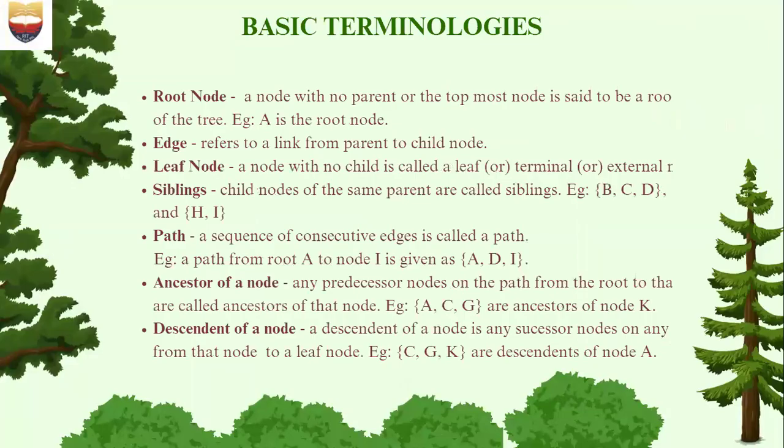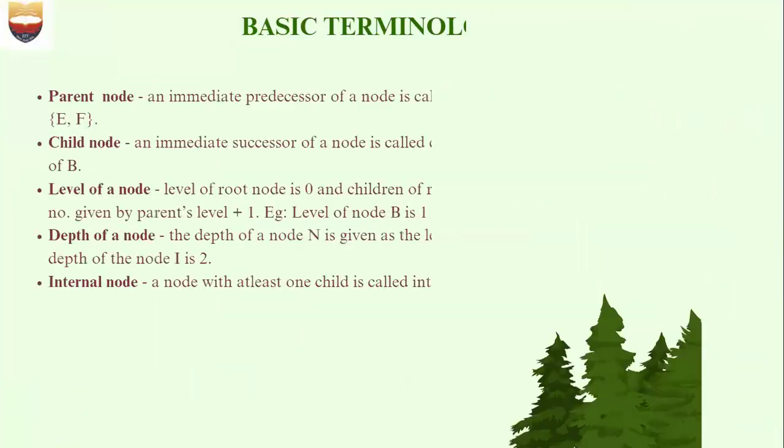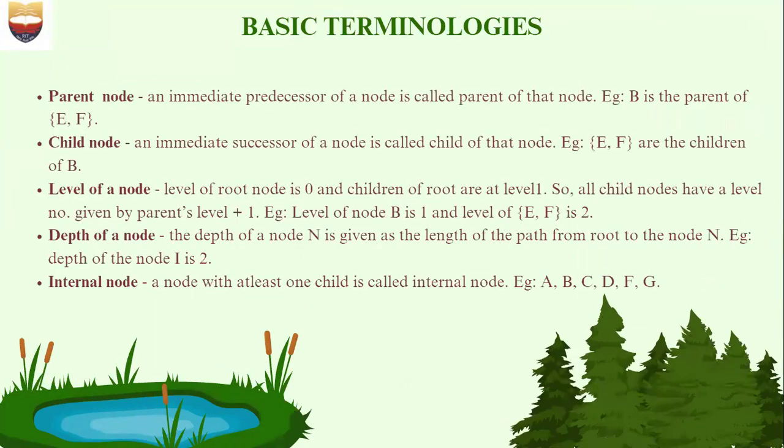Next term is parent node. An immediate predecessor of a node is called the parent node of that node. Example, B is the parent of E and F. We have already seen what is predecessor node on a particular path and what is successor node on a particular path, right? Therefore, here parent node is defined as an immediate predecessor of a node.